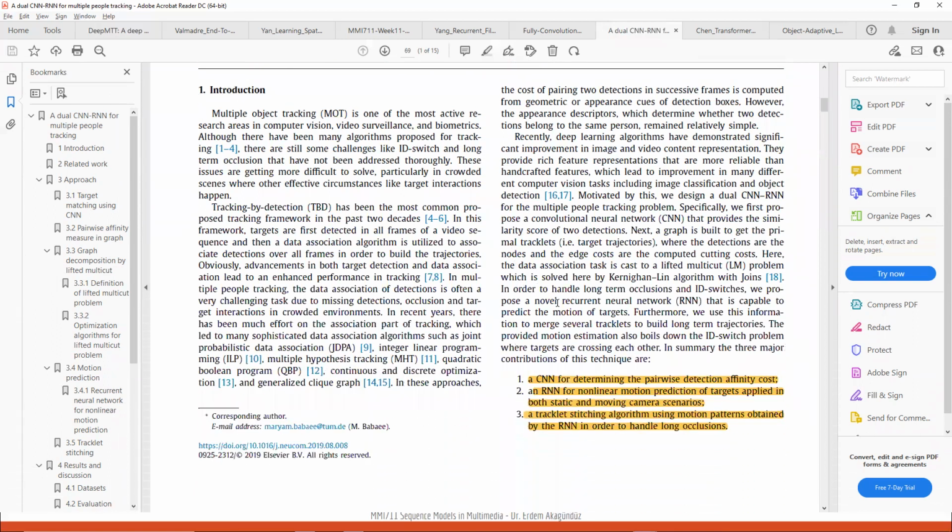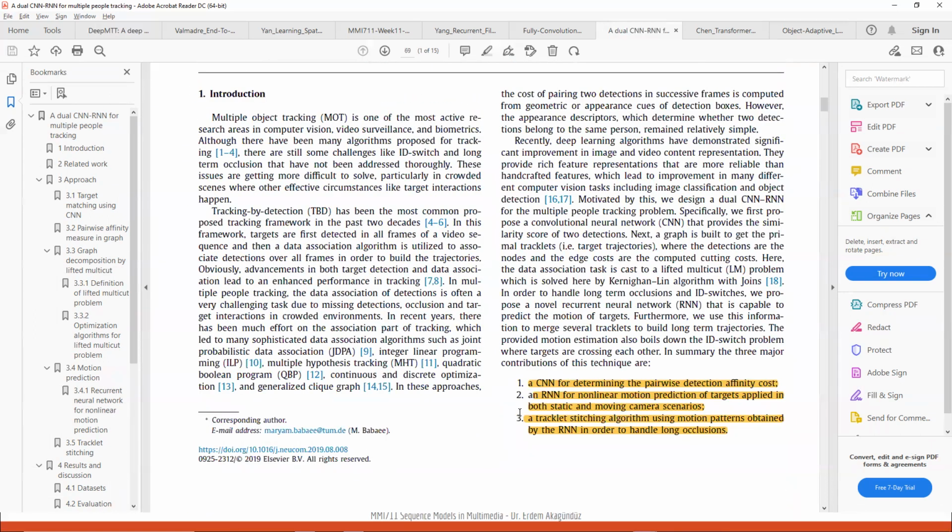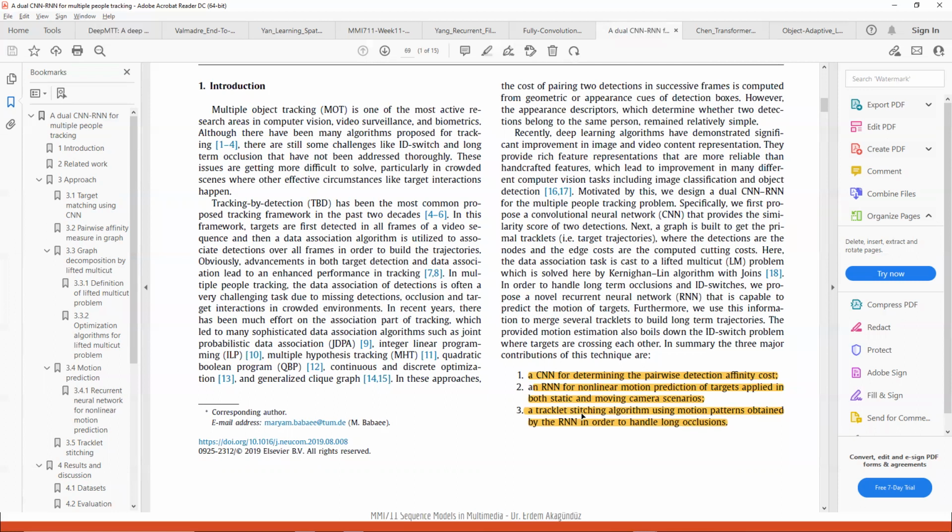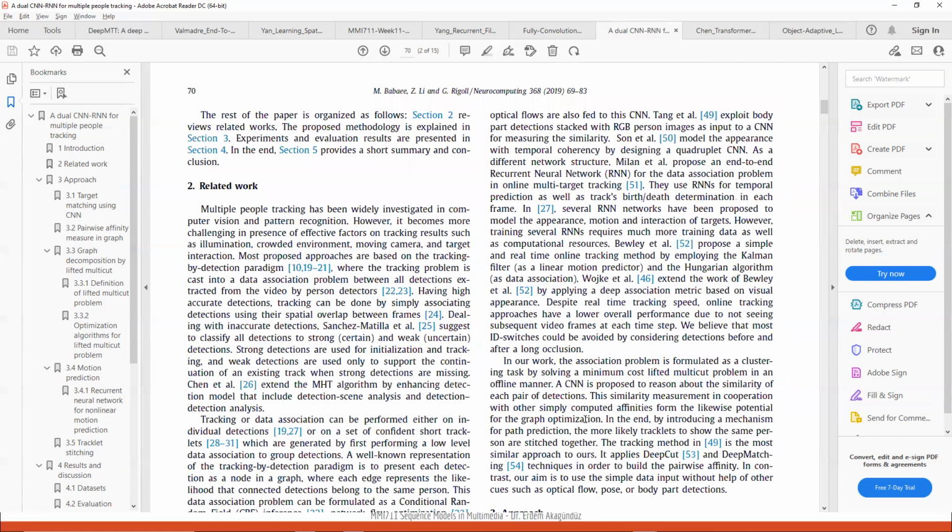Very sophisticated problem. The problems they attack are: a CNN for determining the pairwise detection affinity cost, which I'm going to get to; an RNN for nonlinear motion prediction, the same thing that the radar tracker did; and a tracklet stitching algorithm using motion patterns obtained by RNNs in order to handle long occlusions. They have a thing for the long occlusions, guys.